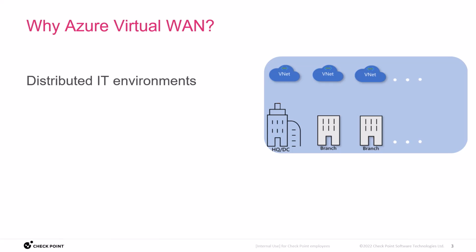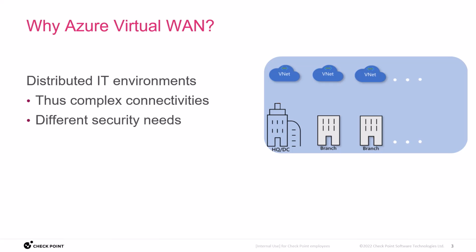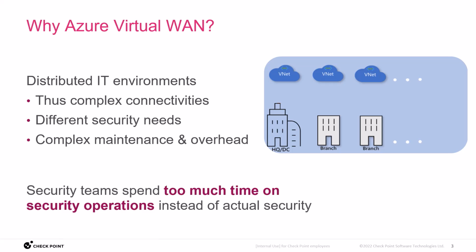Today's modern IT environments are distributed, leading to complex connectivity between them, each with different security needs, and a resulting complexity of maintenance and operational overhead. The bottom line is that security teams are focused on the operations instead of the real security.